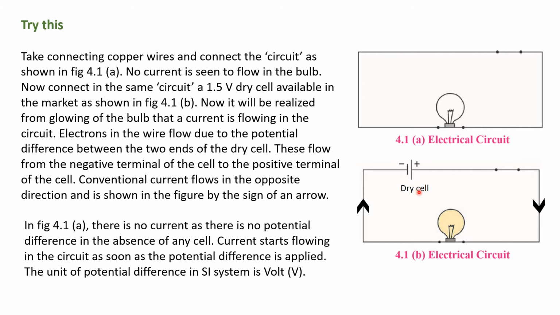Current starts flowing in the circuit as soon as the potential difference is applied. Due to the dry cell, potential difference is applied, and the unit of potential difference in the SI system is volt. It is measured in volt. Therefore, in the circuit we have to connect a dry cell, otherwise the current will not flow.